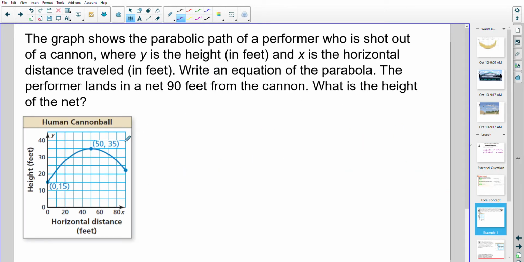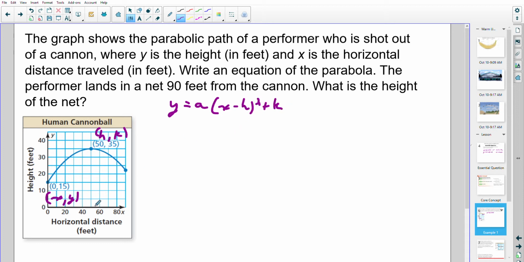Here's an example of a human cannonball, and the height of the person is y when it flies through the cannon, and the horizontal distance is the x. So it's given that you have your vertex, your maximum point, which is your (h, k), and you also have a point here, which is just any (x, y). Now, we're going to start with the general equation for the vertex form, which looks like this.